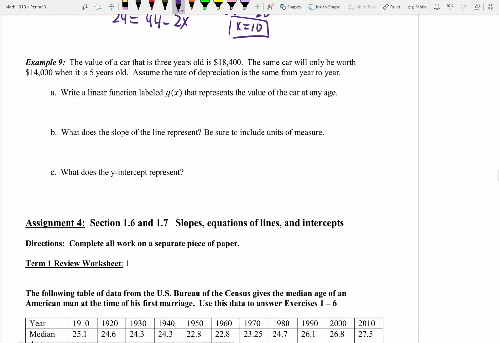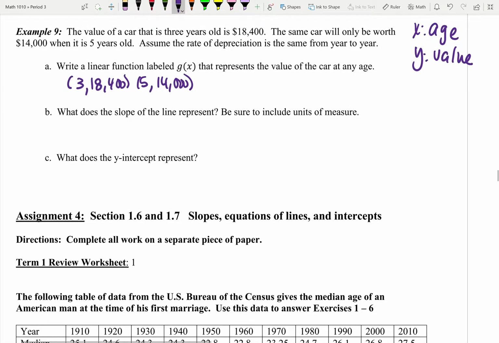Okay, example 9. The value of a car at 3 years old is that. The same car will only be worth $14,000 when it's 5 years old. Assume that the depreciation is the same. So we're assuming it's linear. Write a linear function labeled g of x that represents the value of the car at any age. Okay, here's what you do. So we're going to let x be age and y be value. Okay, so everybody put in the ordered pair, and that would be 3, 18,400, and then 5, 14,000.